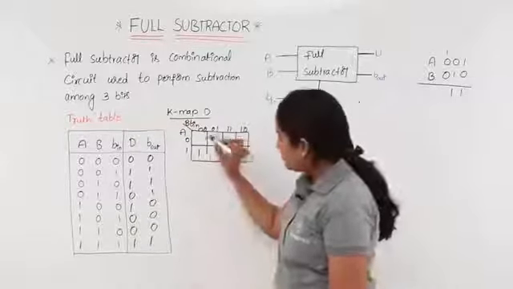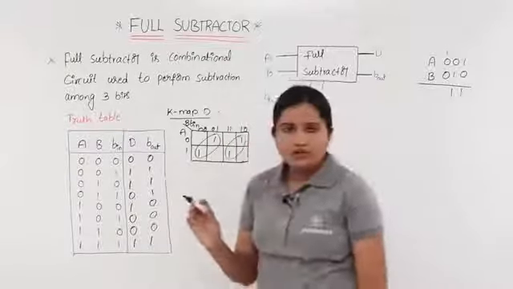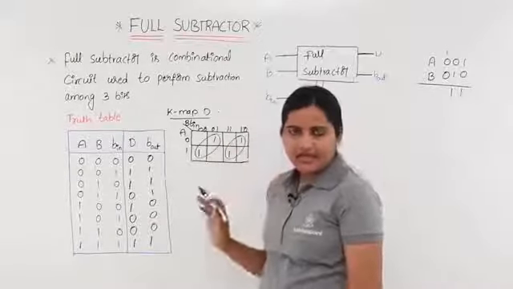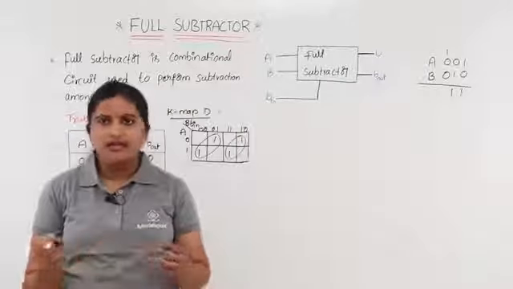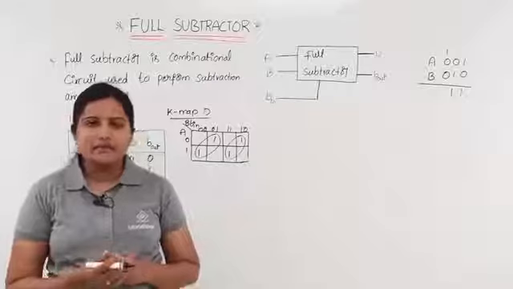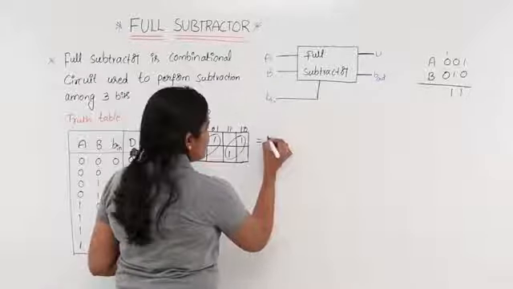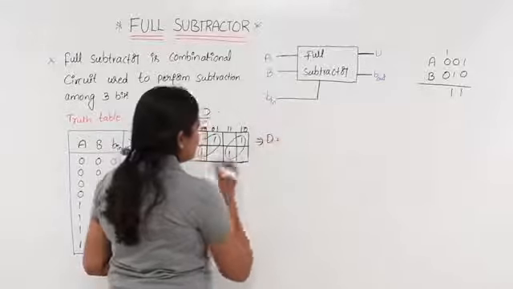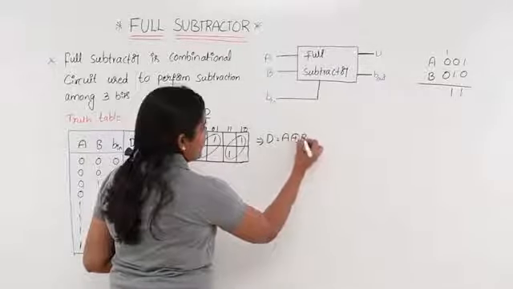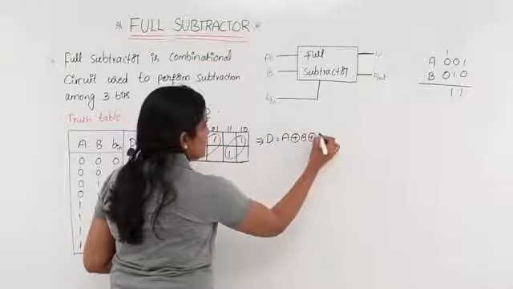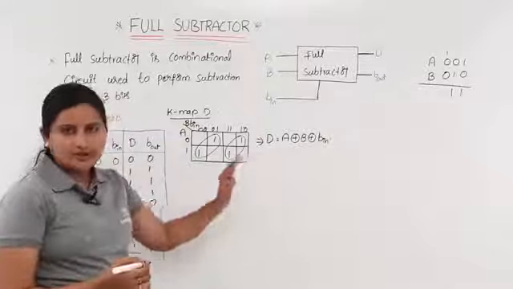See here, the total diagonal is covered in this k-map. As I told you in the last classes also, if the total diagonal is covered, you can take XOR of the variables in the k-map. So D, the difference, is equal to A XOR B XOR B in. This is the resultant expression from this k-map for difference.